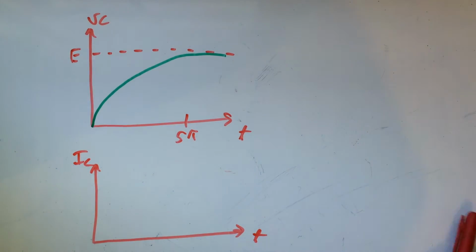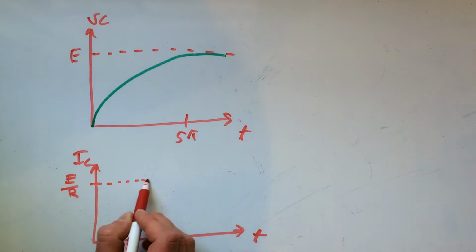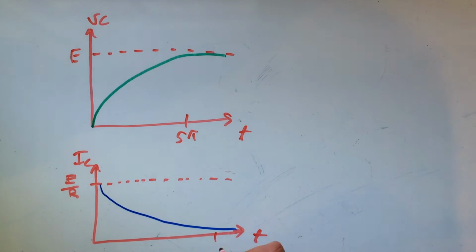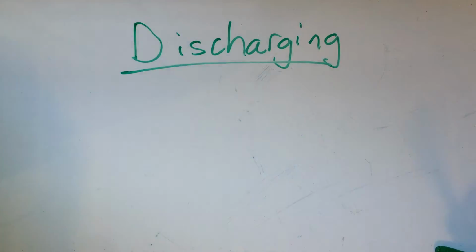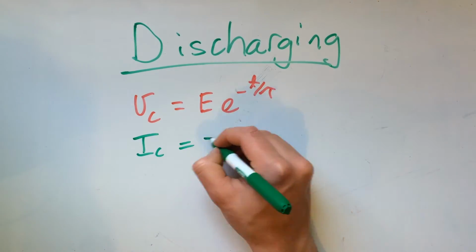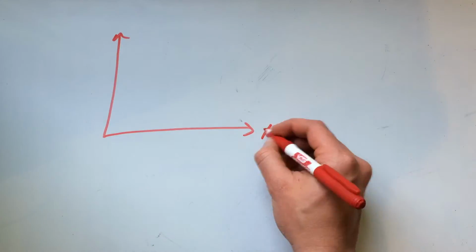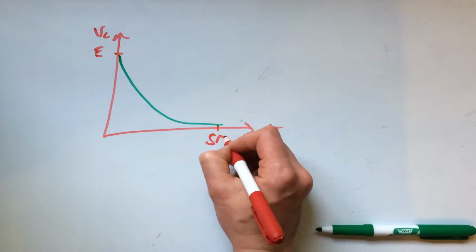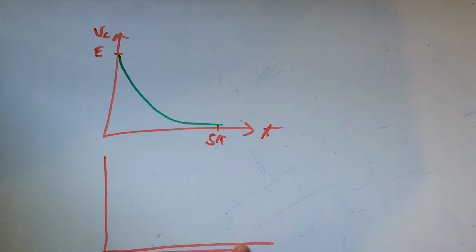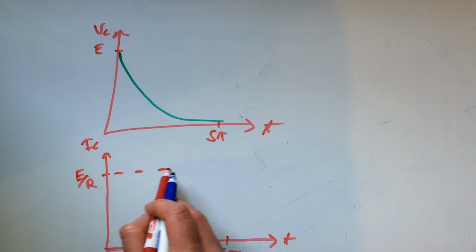This is the graphical representation of the voltage and current whilst the capacitor is charging with respect to time. When discharging, these equations can be applied to show the voltage or current at any particular time. Here is the graphical representation of the voltage and current while it's discharging with respect to time.